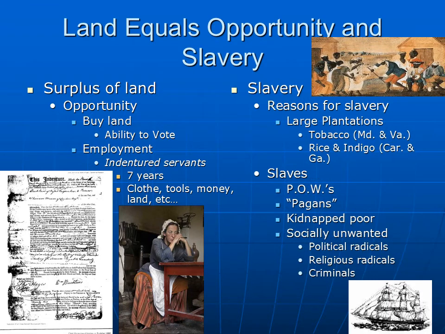On the flip side, you had slavery. Slavery was mostly practiced down south on the large plantations. Because they had such large plantations, they needed a large workforce, and to make it more profitable, they brought in slaves.